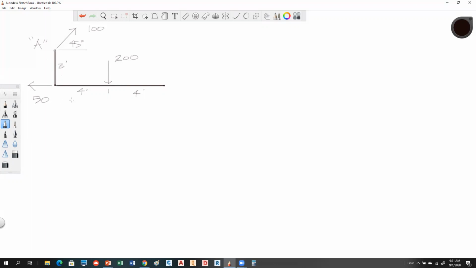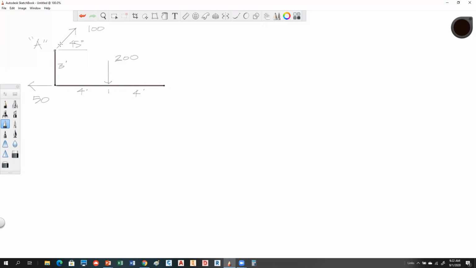A simple little bracket. It's 3 feet this way, 8 feet this way, 200-pound force in the middle, 50-pound force. We're going to assume that force is running parallel with Y. This force is parallel with X. And this force is 45 degrees with respect to either the X or the Y.